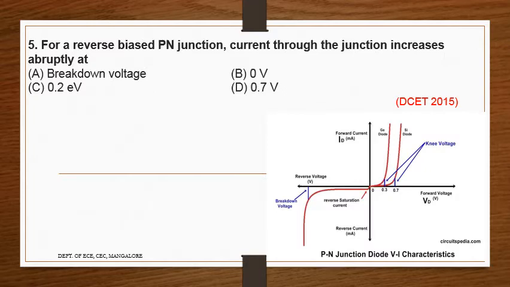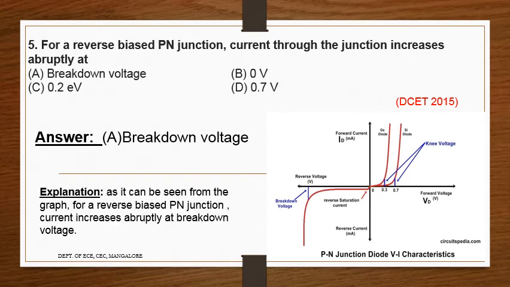For a reverse biased PN junction, current through the junction increases abruptly at: A, breakdown voltage, B, 0 volts, C, 0.2 electron volts, D, 0.7 electron volts. So let us see, in reverse bias the current through the junction increases abruptly at a voltage which is called the breakdown voltage. So the answer is A.